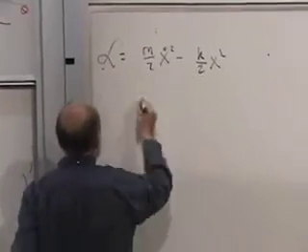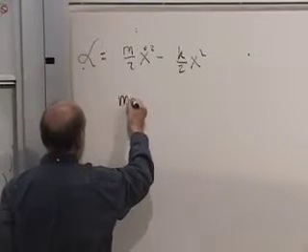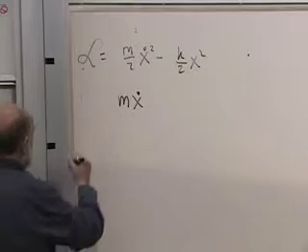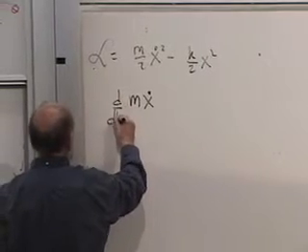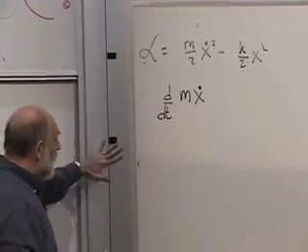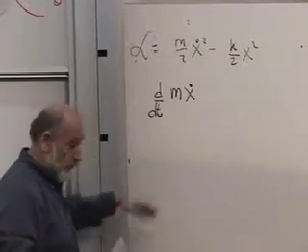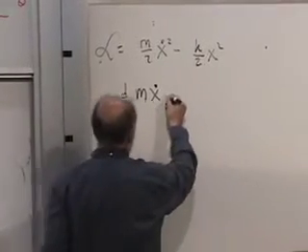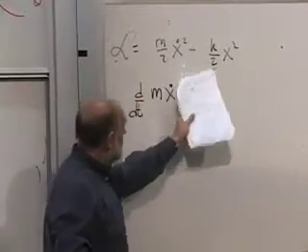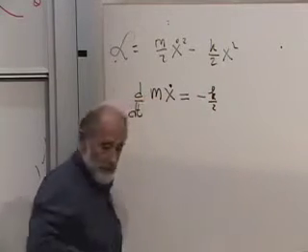dL by dx dot, that's pi sub x. dL by dx dot is just mx dot, just the ordinary momentum. d by dt of that, that's d by dt of dL by dx dot. That's the left-hand side of Lagrange's equations. The right-hand side is just dL by dx. That's this. So that's minus k over 2 times 2x.